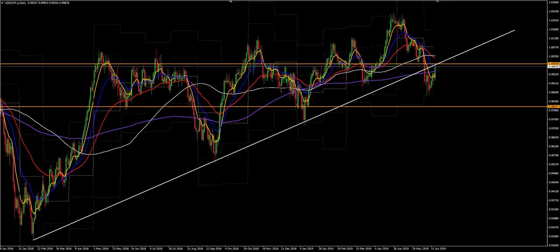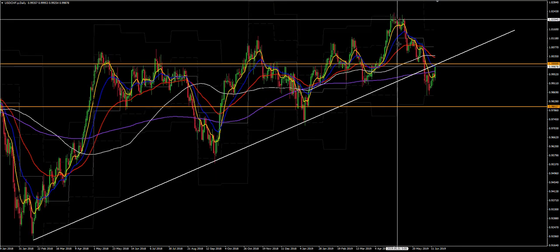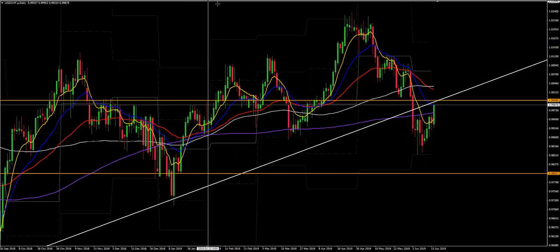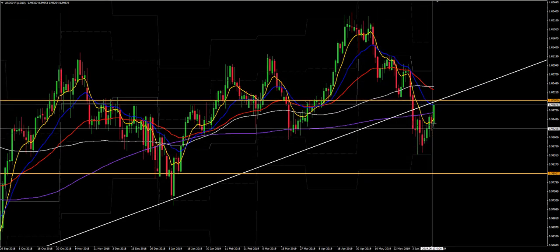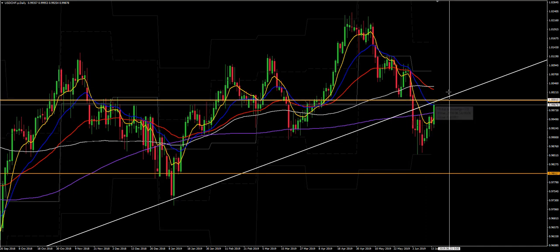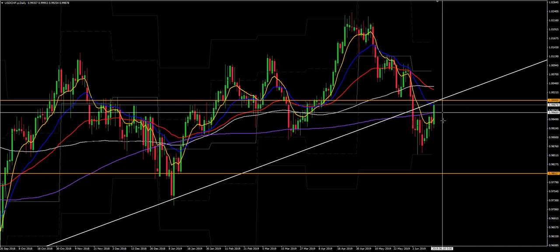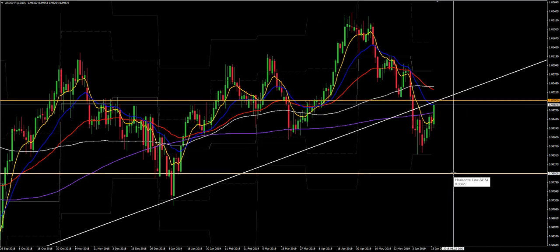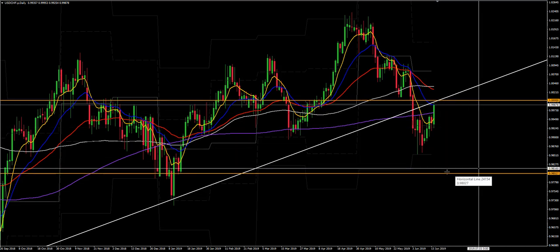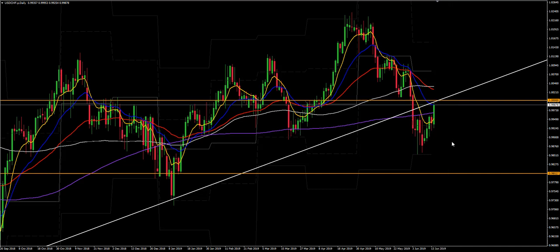Dollar Swiss in a daily downtrend, as we can see. Currently in the daily phase two. Again, if I see strong sellers come back in, we could have the push down to the 0.9800 region.